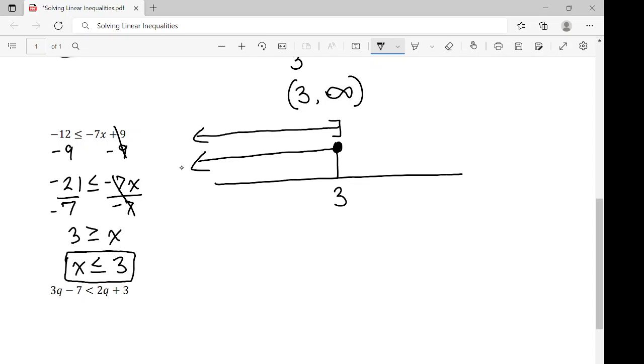Now it's going to the left forever, which means the number that's all the way to the left is negative infinity, and it goes up to 3. Infinity always has a parentheses, but this time we have a bracket for 3, so we're going to put a bracket around 3. And that's what this answer is in interval notation.